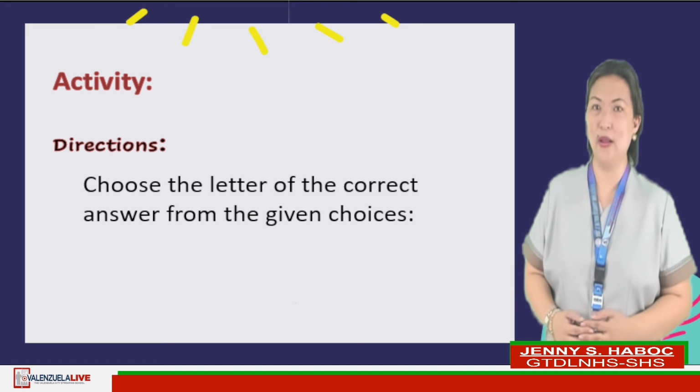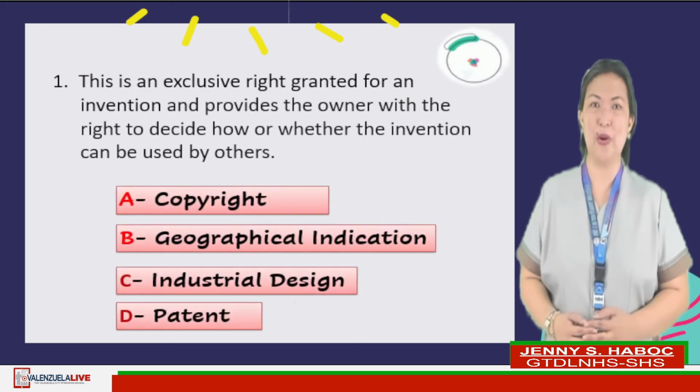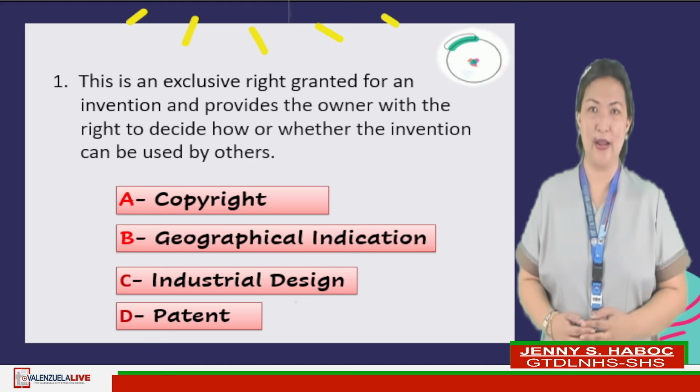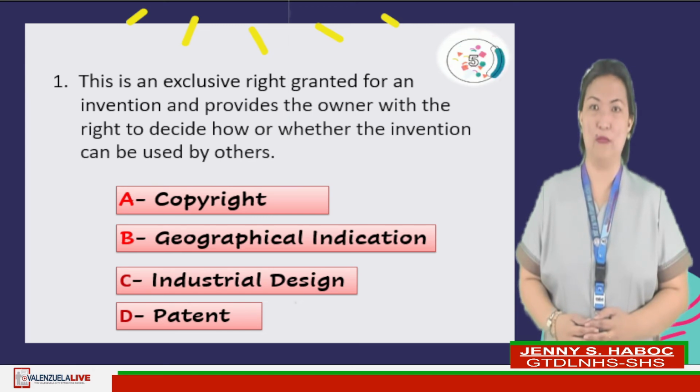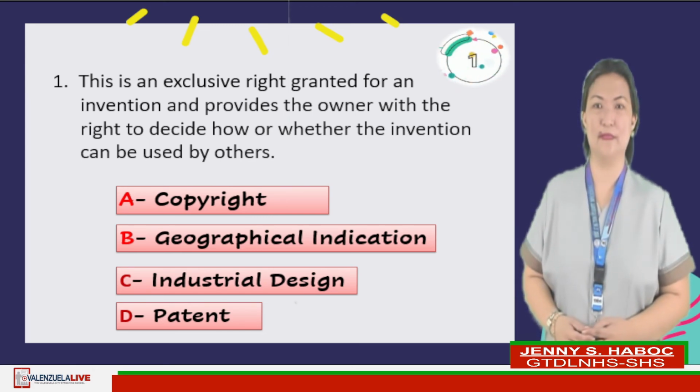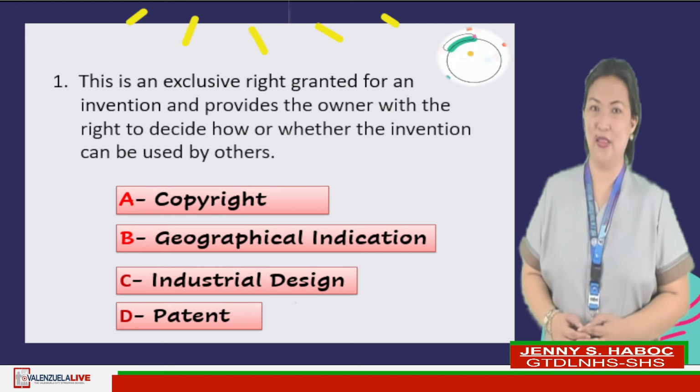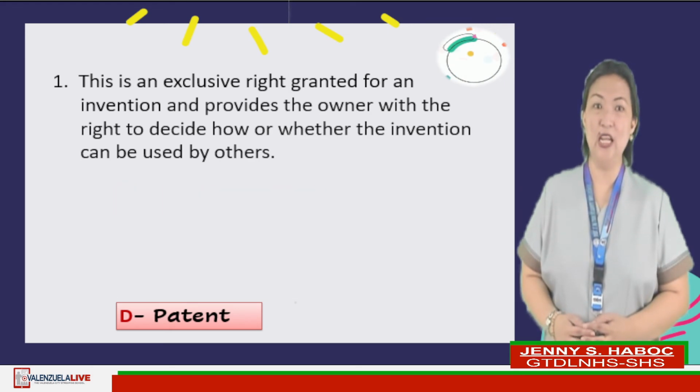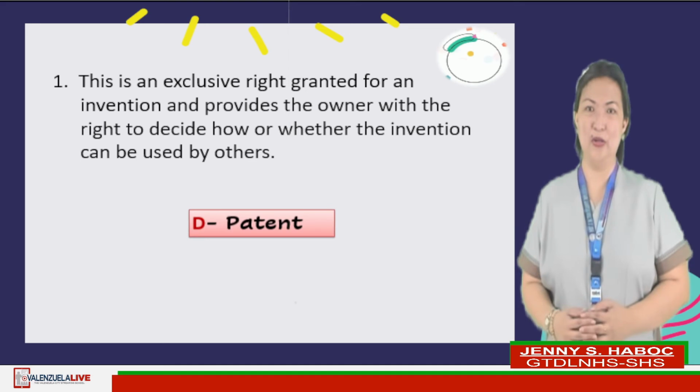Okay, ready? Number 1. This is an exclusive right granted for an invention and provides the owner with the right to decide how or whether the invention can be used by others. A. Copyright. B. Geographical indications. C. Industrial design. D. Patent. Timer starts now. Time's up. And the answer is letter D. Patent. Okay, very good. You got it right.